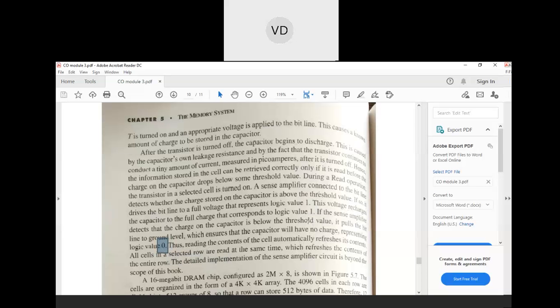So like this we are going to read it, by using this sense amplifier circuit. When you want to maintain the charge on the capacitor, we have to go for refreshing. How do we refresh? All the cells in a selected row are read at the same time. When you are doing the read operation, automatically refreshing of that complete row is done and the data is maintained. So that is how the refreshing is done.